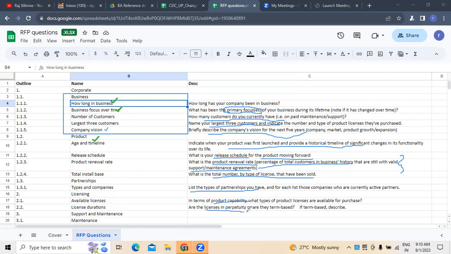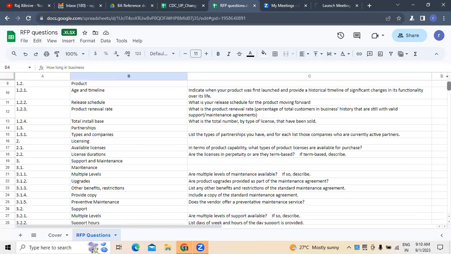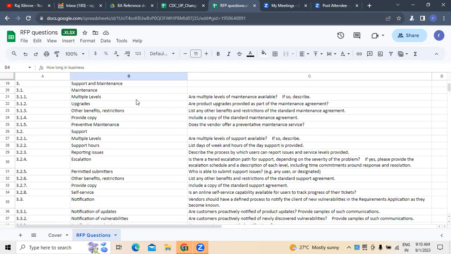At the same time, licenses and perpetuities. So these aspects have to be covered in this area. After that, we need to understand the levels of maintenance which are available here, followed by the product upgrades, the benefits as well as restrictions to standard and maintenance agreements, which must include the standard maintenance agreement copies, right? So preventive maintenance services, all these things will be a part of it.